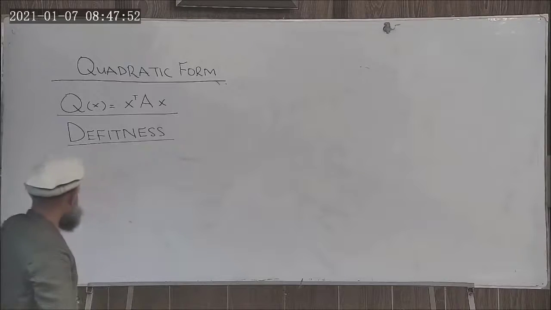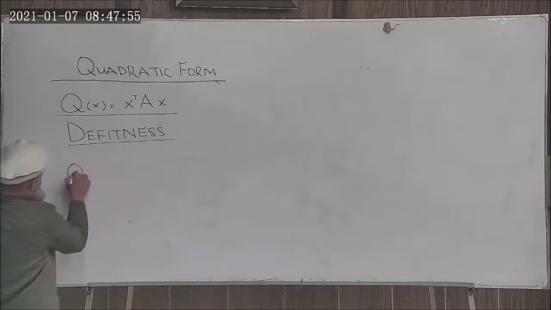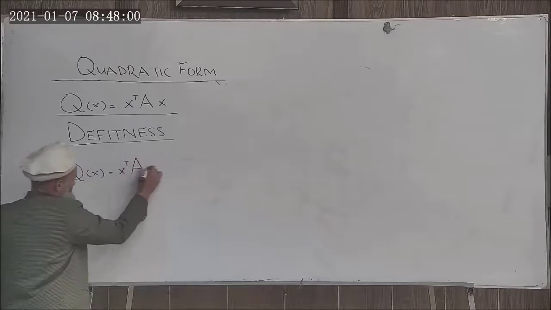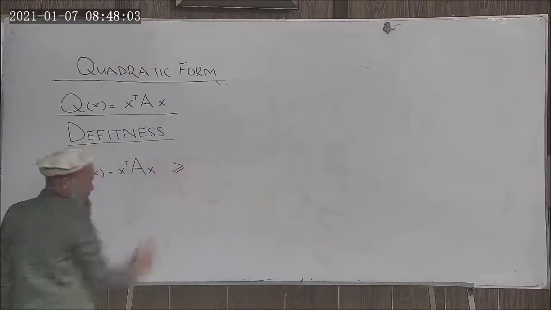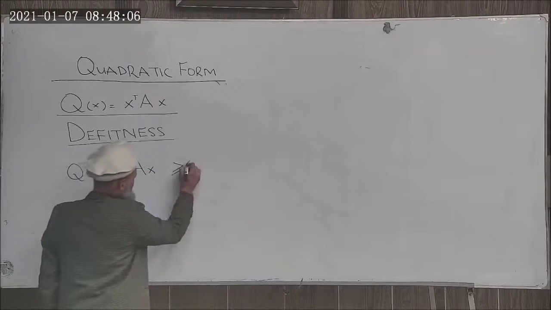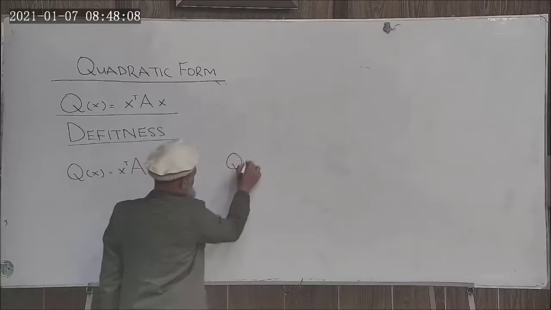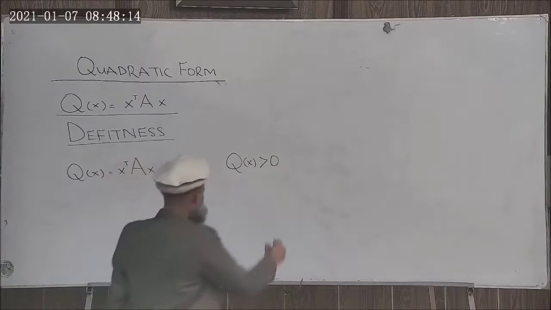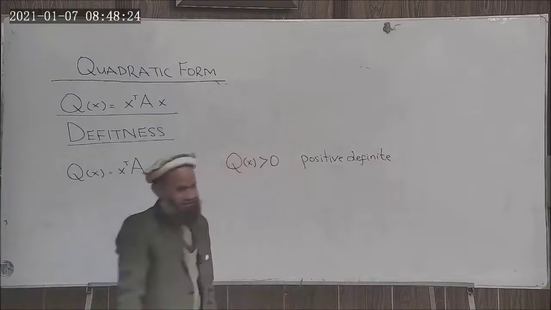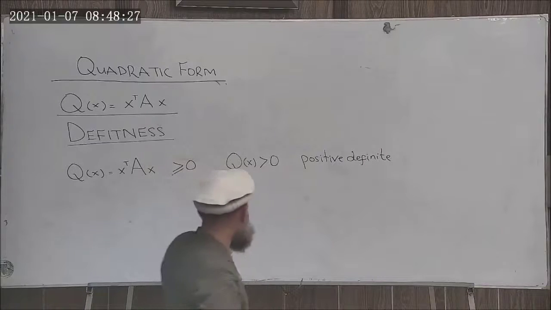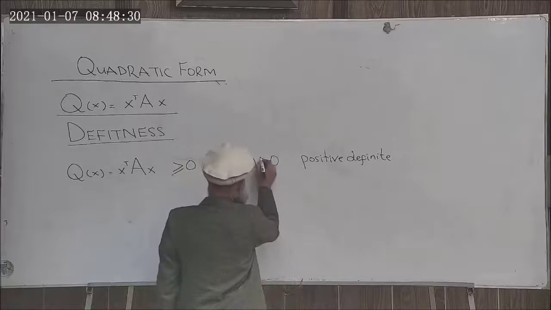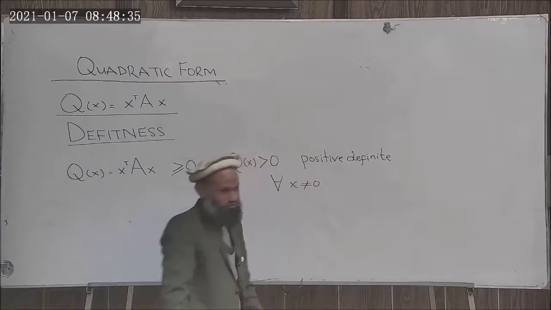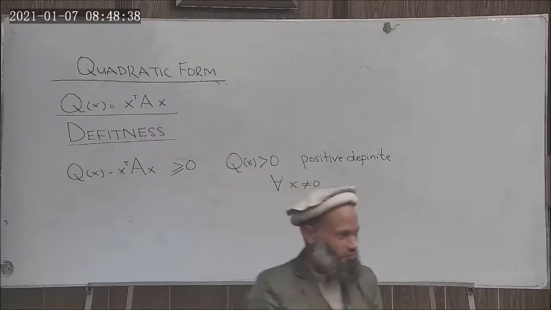So this quadratic form q of x, which is given by this thing, is called positive definite if q of x is greater than 0 for all x not equal to 0. Then this function is called positive definite.